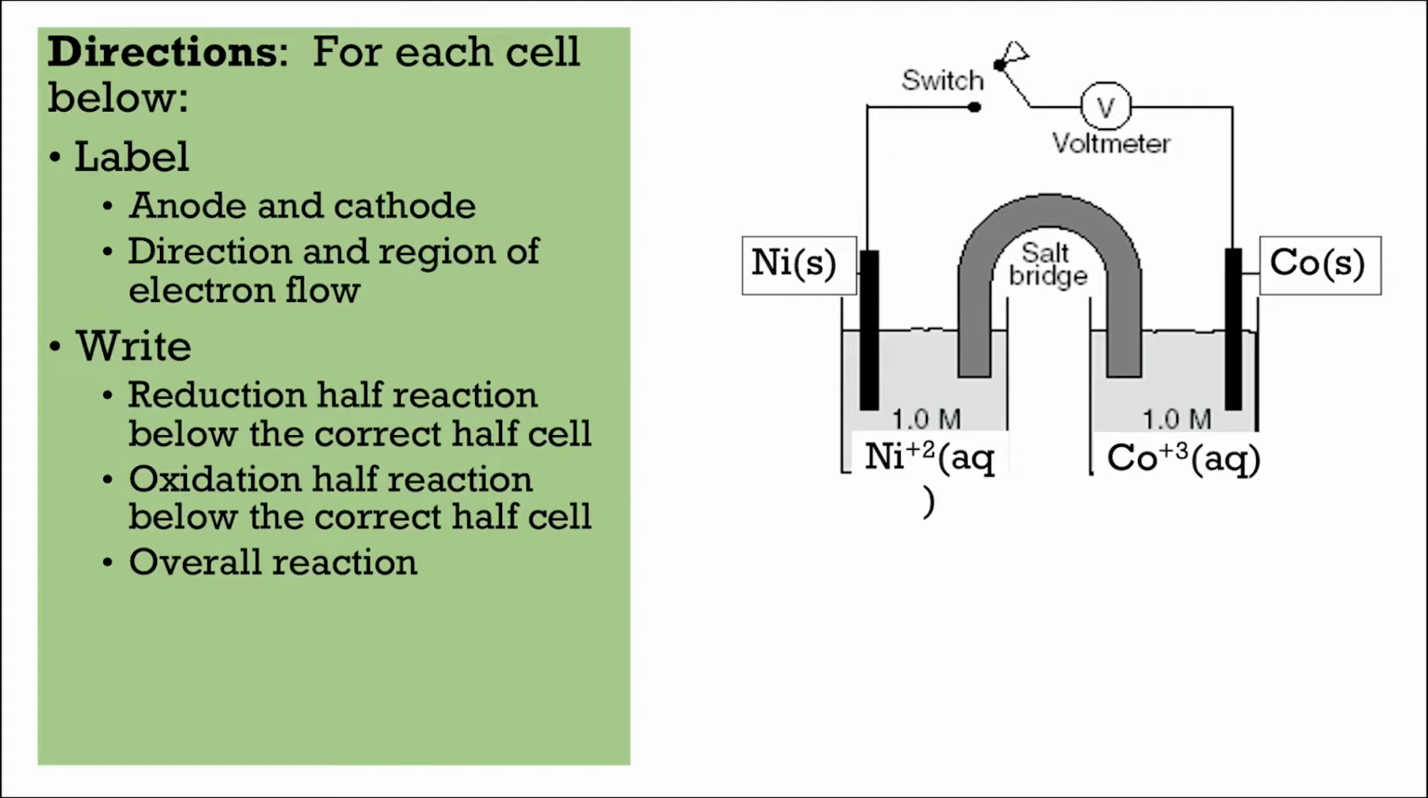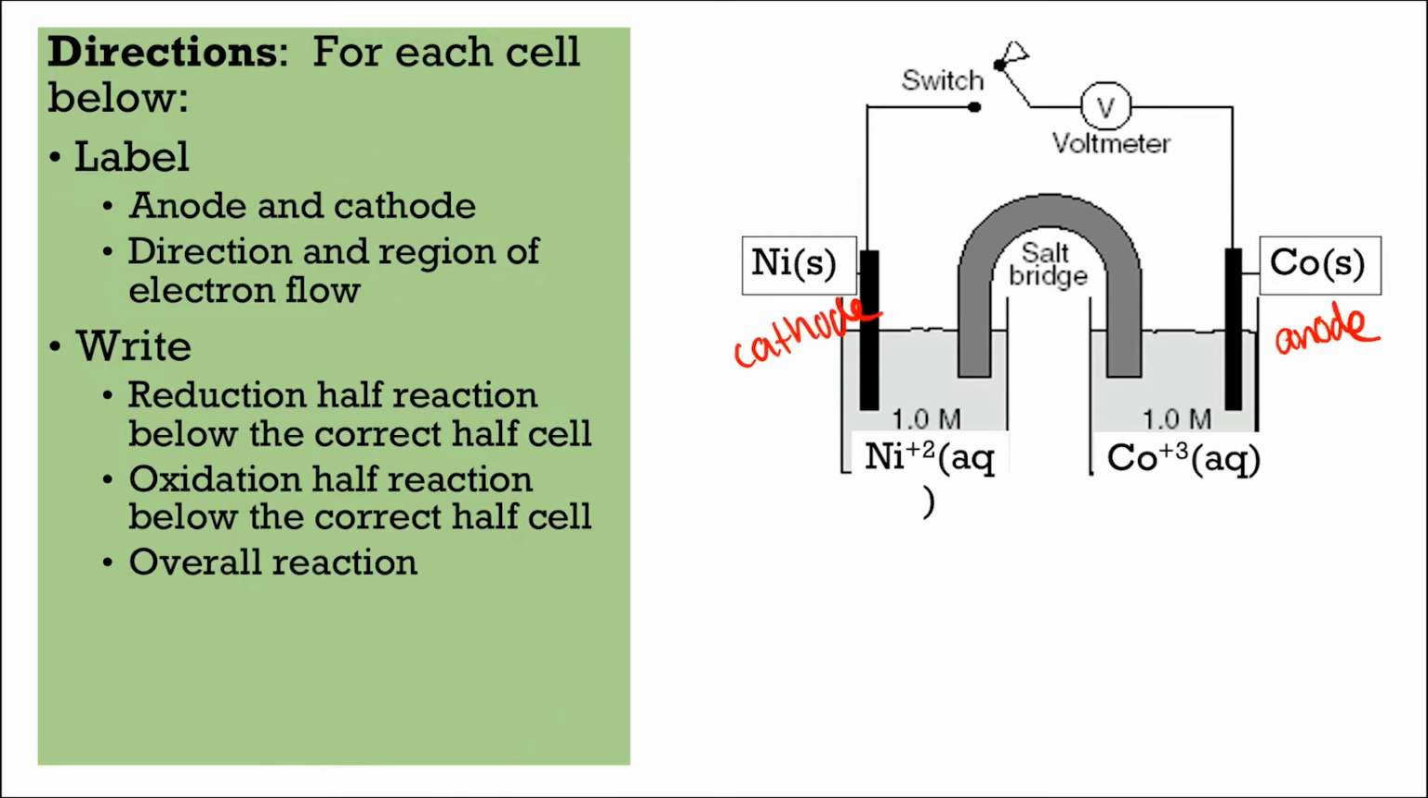Okay, so first step is to find out which is the anode and which is the cathode. So you're going to need table J for that. And remember, the thing that is higher up is going to be the anode. So in this case, cobalt is higher up. So that makes this the anode, and nickel will be the cathode.